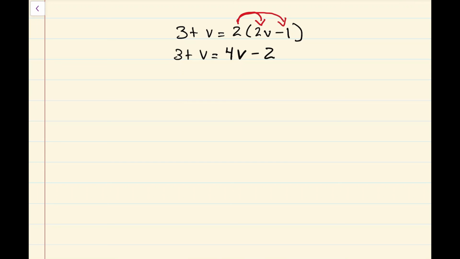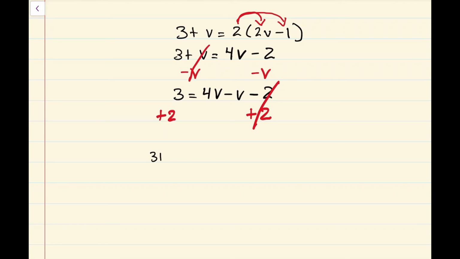So now all we would have to do is solve for v. So let's subtract v from both sides of the equation so that these two would cancel out. And our resulting equation would be 3 is equal to 4v minus v minus 2. Okay, and so now that we would have this minus 2 on this side, let's take it over to the next side by adding 2 on both sides. So then these two would cancel out. And our resulting equation would be 3 plus 2 is equal to 4v minus v.